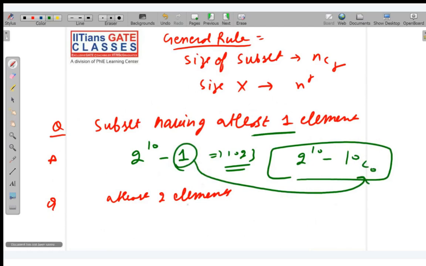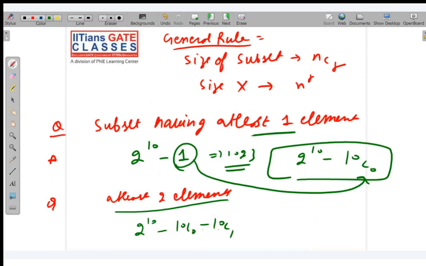Next is at least two elements. Again the same kind of problem. Size is not given to us, so how will we do it? 2 power 10 total minus the subsets with fewer than 2 elements. At least 2 means 0 is not allowed, 1 is also not allowed, 2 is allowed. So this is my answer.